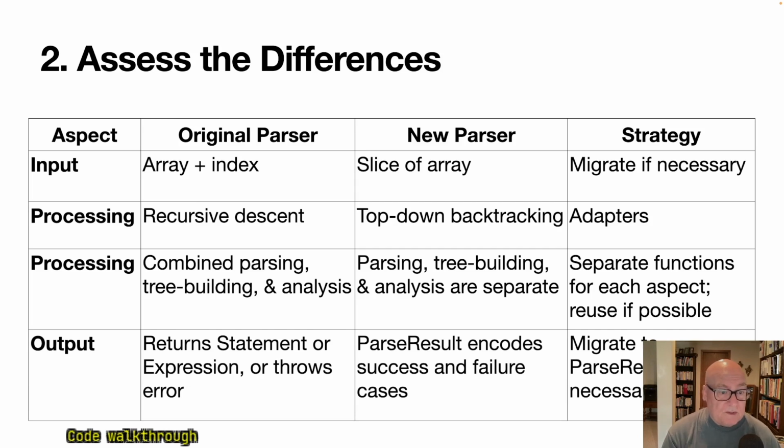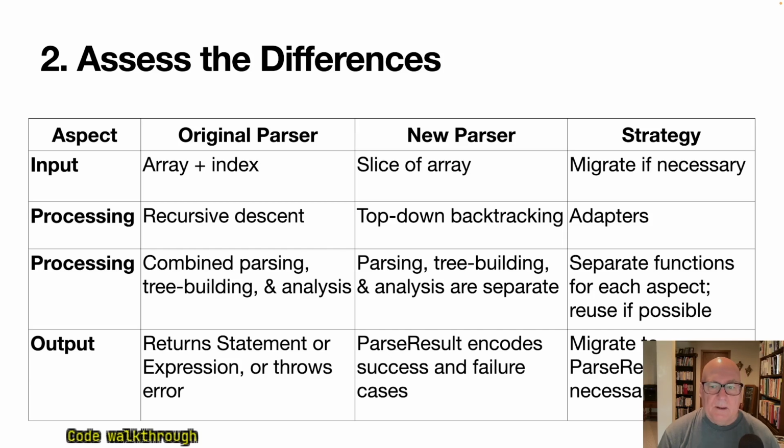In the original parser, we called it parse structures, but statements or expressions in general. There are a couple others. We're returning a tree structure, and if we fail, we throw an error. And then the new parser, we have a parse result. It's an enum. It's got a success case that returns the tree and the rest of the input, and a failure case that returns the location and message.